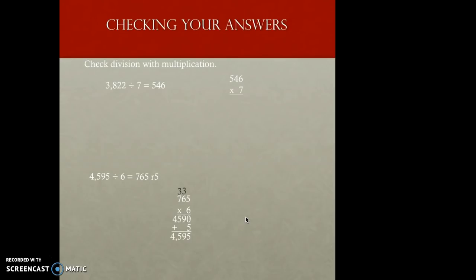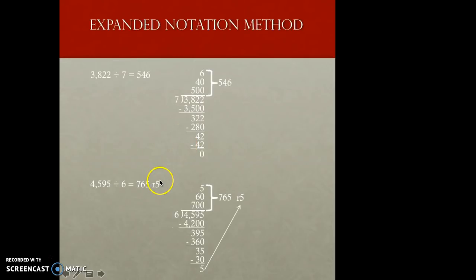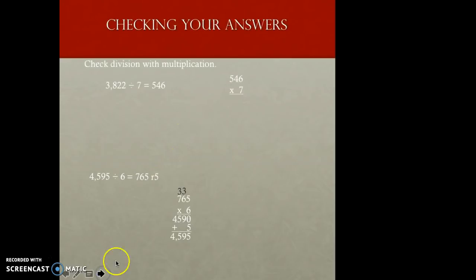All right. Now, one of the nice things that we can do is check our division with multiplication. So the quotient, or the answer, times this divisor should give us our dividend. So when we multiply this out, we end up getting 3,822. Now let me show you down here what that looks like when you have a remainder.